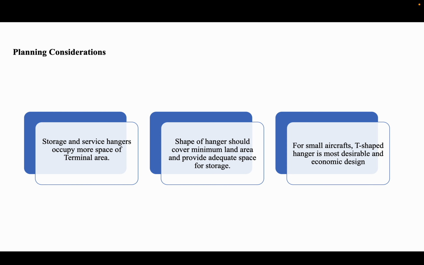Now, while constructing a hangar, we have certain considerations which we take into account. Firstly, we'll see the storage and service hangars, which occupy more space of terminal area. Then we consider the shape of the hangar, that the shape of the hangar should cover minimum land area and provide adequate space for storage. Then for small aircrafts, we have a T-shaped hangar, which is most desirable and economic in design.